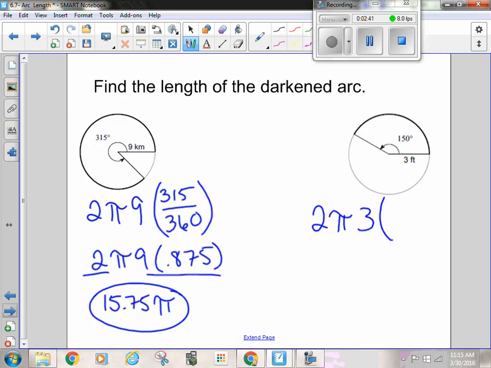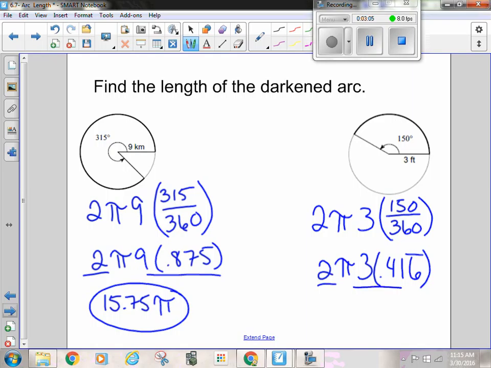Okay, my angle measure is 150, so we put that over 360. 150 divided by 360, ooh, we get a repeating decimal. So 2 pi 3, my repeating decimal is 0.416 repeating. So I would just leave that right in my calculator. And when I end up actually multiplying out all my numbers, I get 2.5 pi.